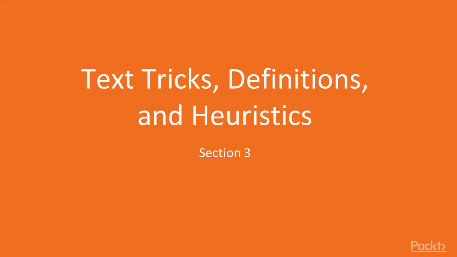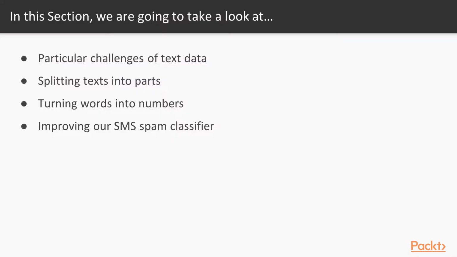Section 3. Text tricks, definitions, and heuristics. In this section, we're going to look at the particular challenges of text data in comparison to other kinds of data. Once we look at that and discuss ways to mitigate those challenges, we'll look in more detail at how we can split text into parts and turn those parts into numbers that can be understood by a computer and fed into some kind of downstream algorithm. Finally, we will briefly revisit our SMS spam classifier in light of these techniques.